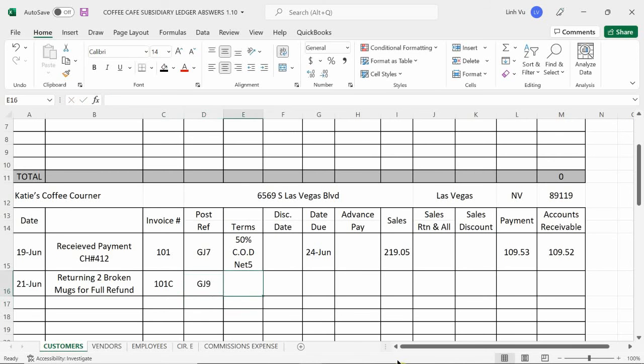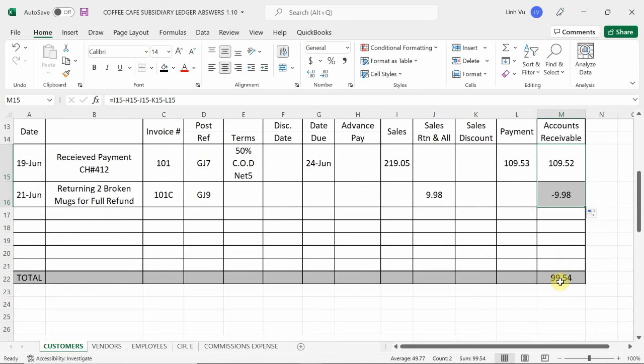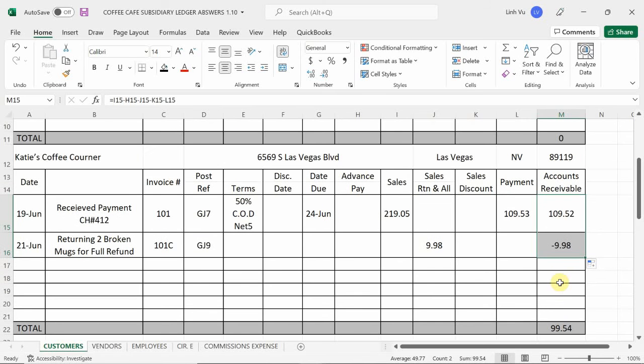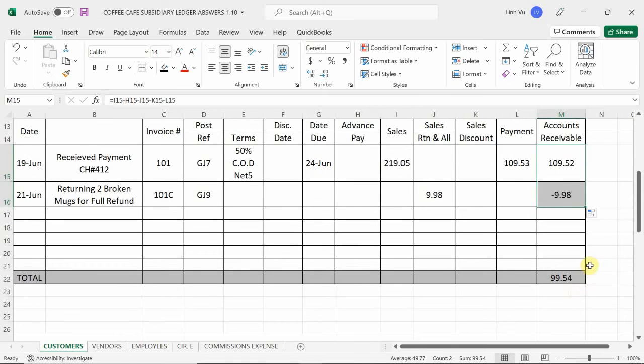Okay? So in this case, everything's going to still stay the same, but the only difference is you're going to pop this in the sales returns and allowances for the $9.98. So if you did your formula correct, it should show a negative $9.98, which should lower the amount that she owes. So instead of owing me $109.52, she only owes me $99.54.